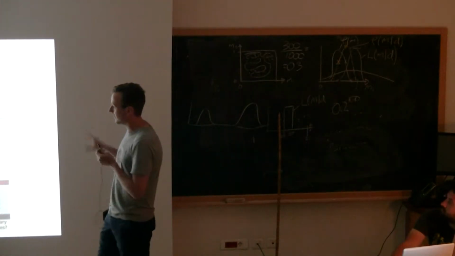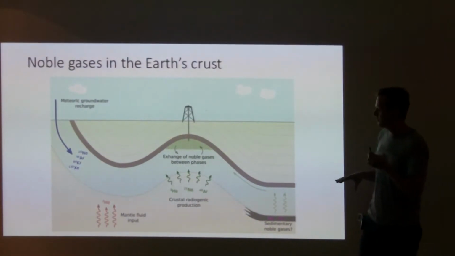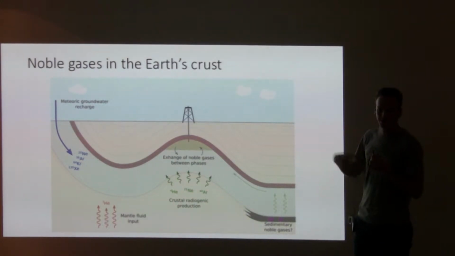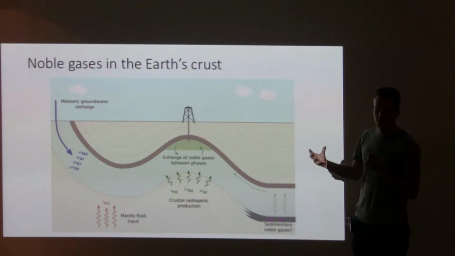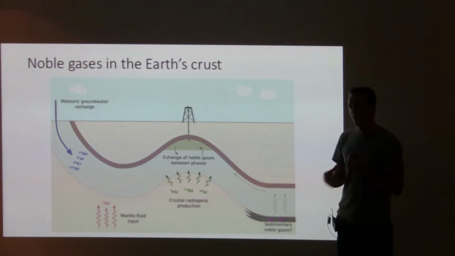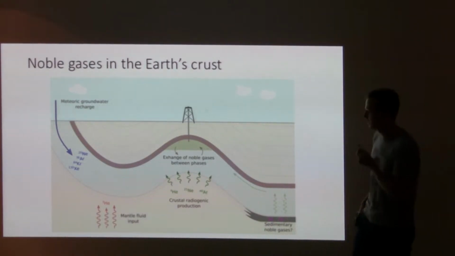When we think about noble gases in the Earth's crust, we normally think about them as coming from three primary sources. Fortunately for us, they're all relatively well understood, and we can then measure them to a high accuracy in groundwaters or petroleum phases such as natural gas, and then try and deconvolve how those isotopes got there and what that's telling us about the movement and age of water and gas in the Earth's crust.